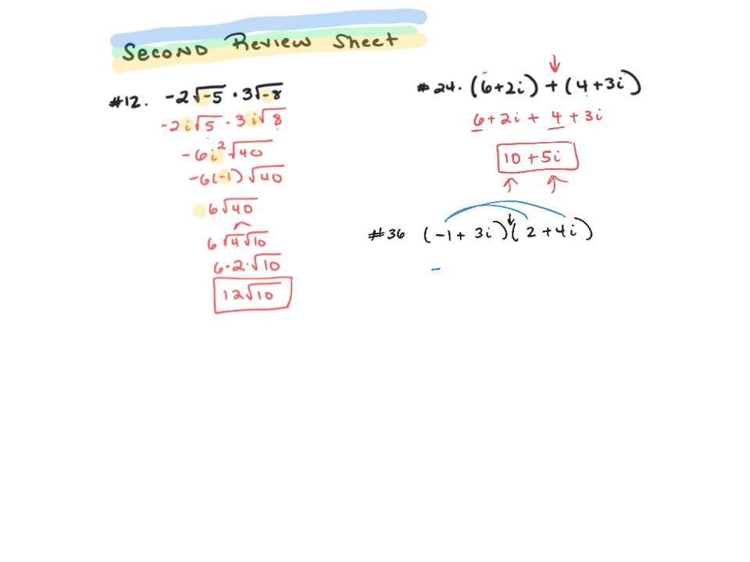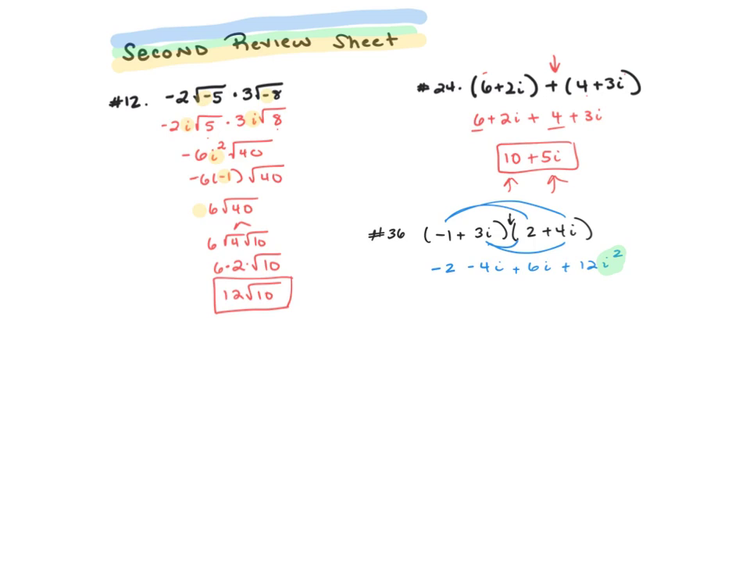Negative 1 times 2 is negative 2. Negative 1 times 4i is negative 4i. 3i times 2 is 6i. And 3i times 4i is 12i squared. And we now know to never leave an i squared in our answer, that's just a negative 1.